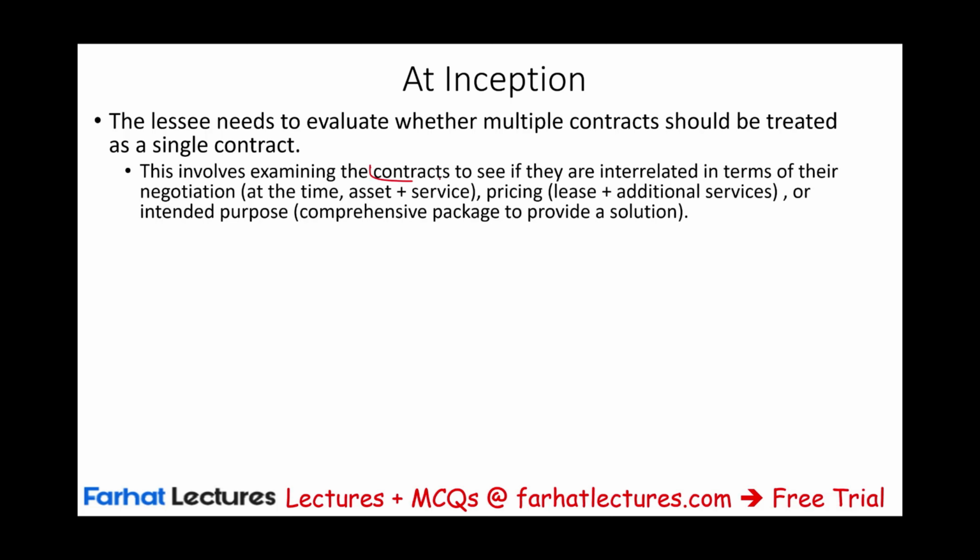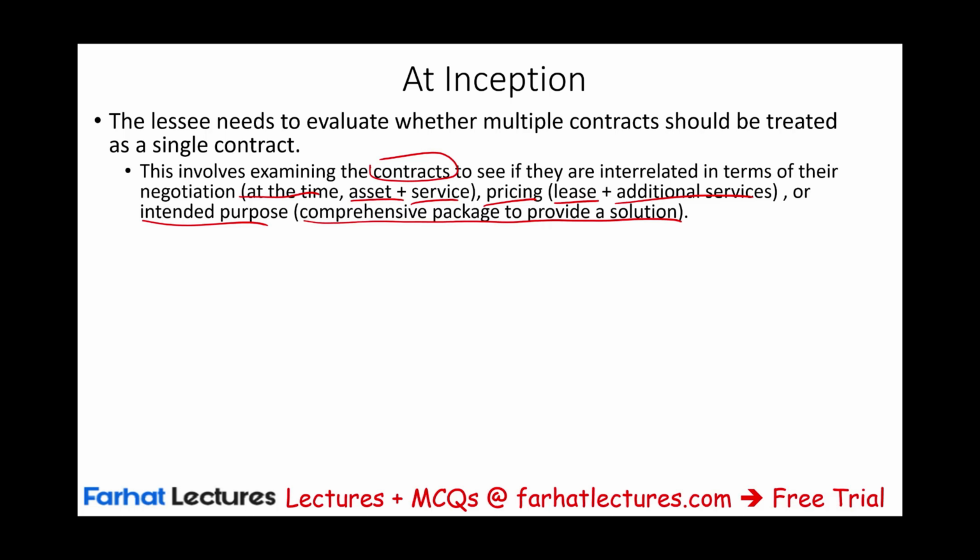This involves examining the contract to see if they are interrelated in terms of their negotiation. Did we perform this negotiation altogether at the same time, the asset and the service, one whole deal? Pricing: the pricing of the lease and the additional services. Is the pricing dependent upon each other? Whether we took the leases, do we have to pay extra for the services? Are we getting a discount? Are they connected in terms of pricing? And the intended purpose. Is this a comprehensive package to provide one solution for our issues, or is this for servicing more than one issue we are dealing with? Because that's what we have to do. So there's no straight answer because you have to examine the contract.